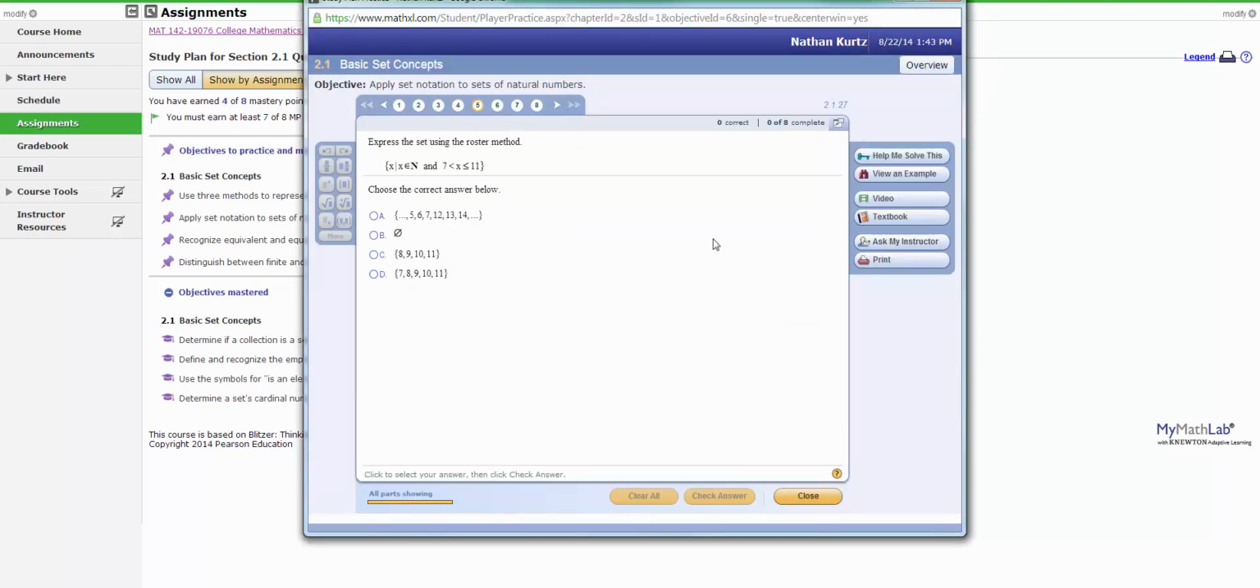You may also have a button that says animation. Animation will bring up a lecture slideshow similar to the video, and it'll work through a lecture slideshow while you're listening to an instructor explain each step.